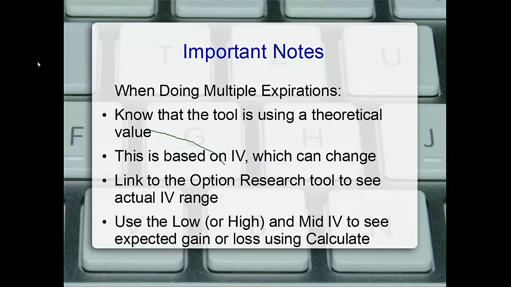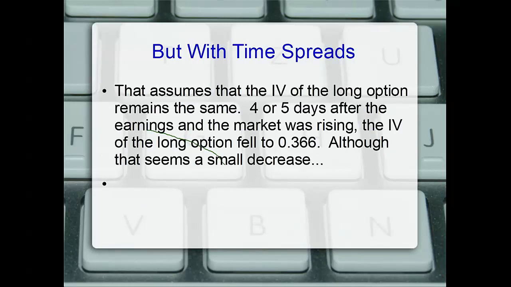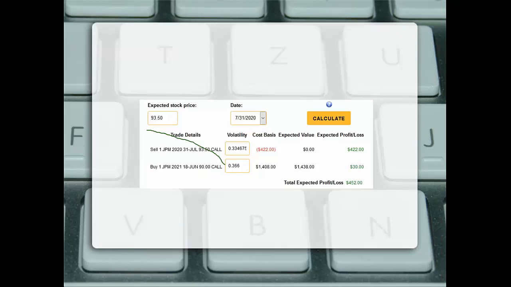Okay? So the time spreads, it assumes the IV of the long option remains the same, but again, we know that's not going to happen. The IV is going to change, and that's going to change the expectation of the position going forward. That's why you need to check the implied volatility whenever you're doing any type of time spread.